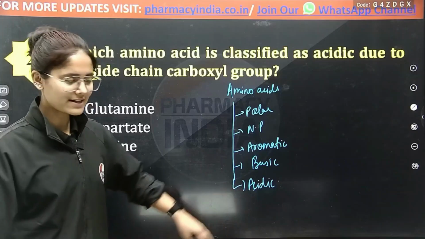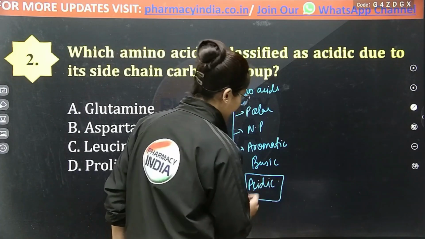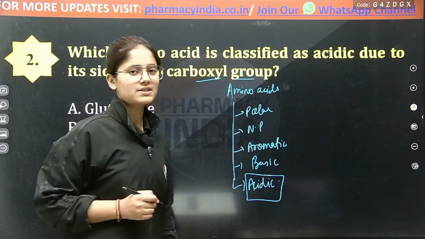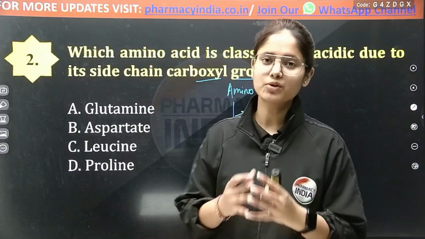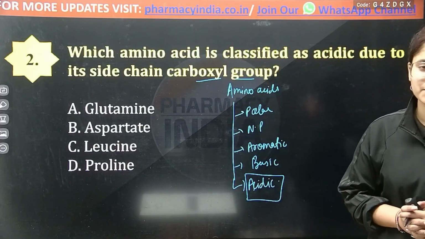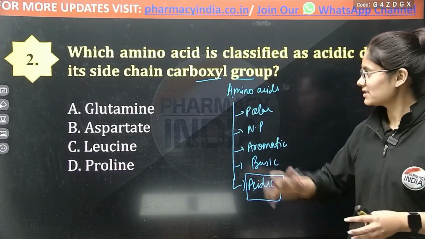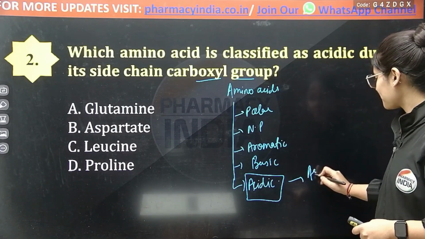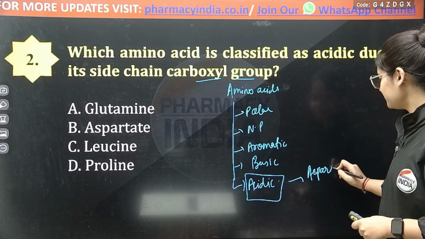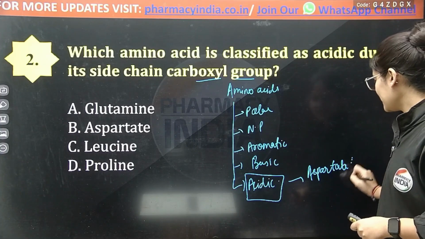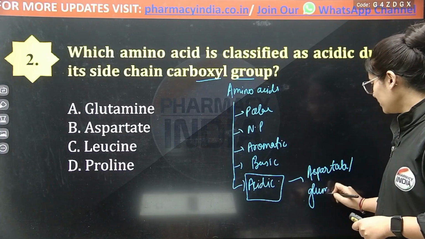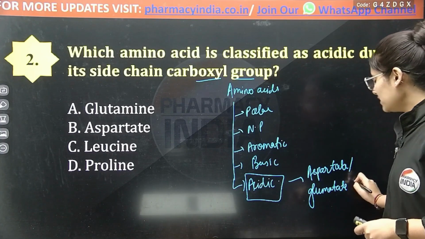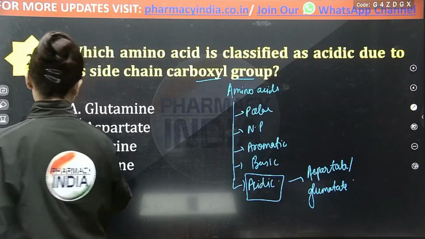This classification is totally based on the functional groups present in amino acids. Acidic amino acids are those which contain a carboxyl group in their side chain, and out of 20 amino acids there are 2 which contain a carboxyl group in their side chain. One is aspartic acid or aspartate, and second is glutamate. So the correct option is obviously aspartate.